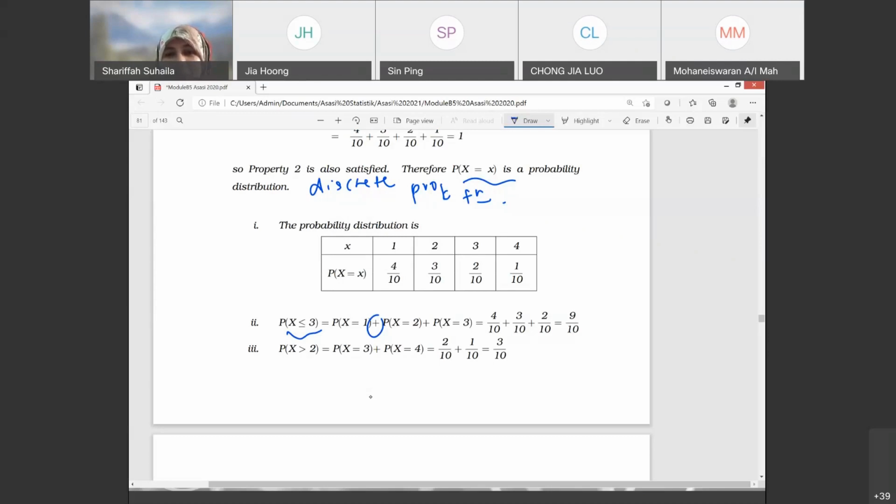So from your table, you use your table. So 3 over 10 plus 2 over 10 plus 1 over 10. So you have 4 over 10 plus 3 over 10 plus 2 over 10. So you have 9 over 10.